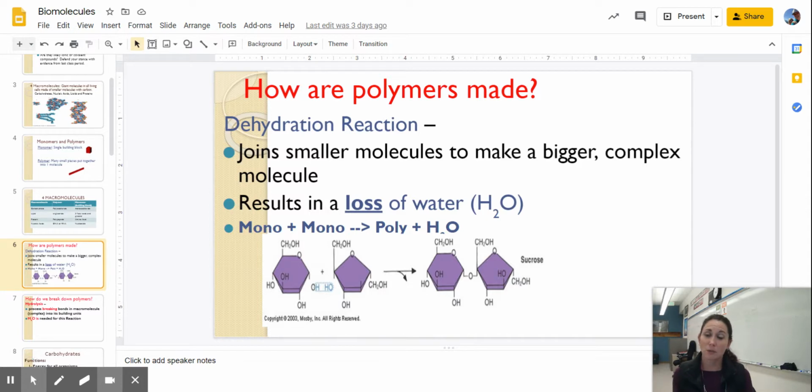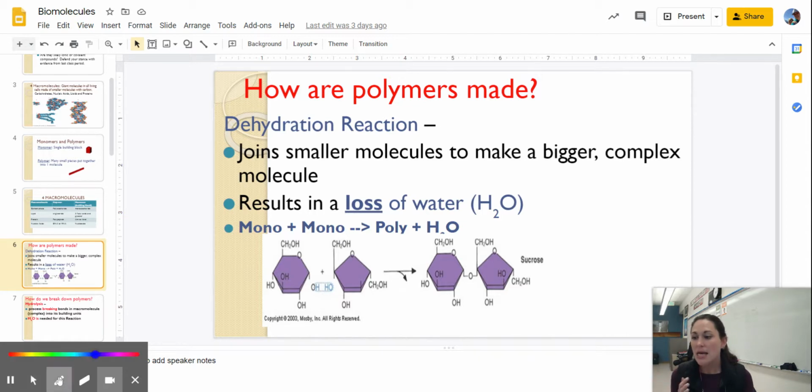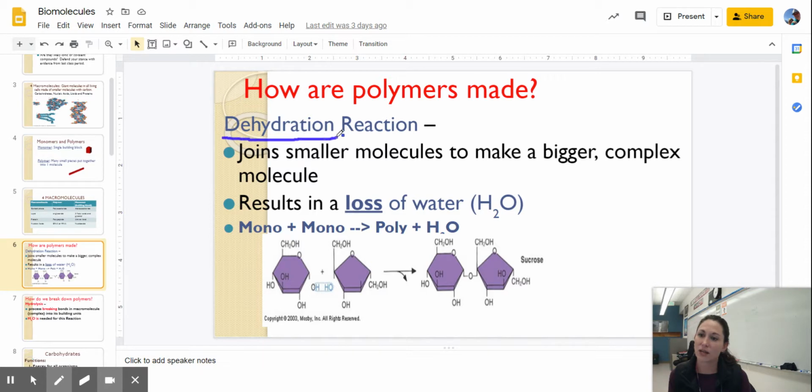So we've talked about monomers and polymers, and you've seen this already in your PBL, your pizza gone missing PBL. But how are polymers made? Typically, a polymer is made through what's called a dehydration reaction. And what happens in a dehydration reaction is we take 2 smaller molecules and we remove a water molecule, and it opens up bonding sites that allow those 2 simple molecules to bind together.